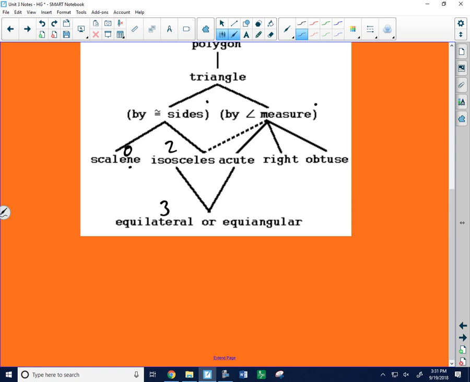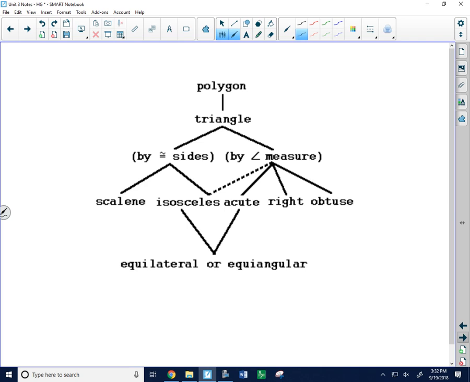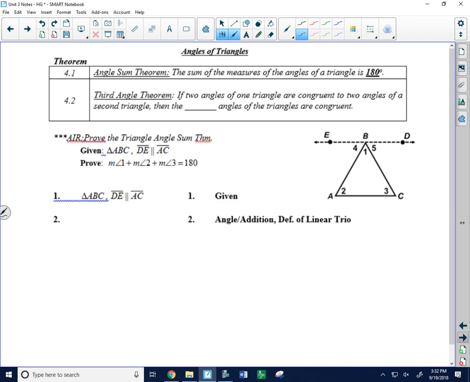Let's see what else. So then by its angles, you got acute, less than 90, right, exactly 90, and obtuse, one angle bigger than 90. Acute, all are less than 90. Equiangular is a type of acute. Equiangular has 3 60-degree angles, and so it's a type of acute. I'm going to move on, but feel free to pause the video and go back.